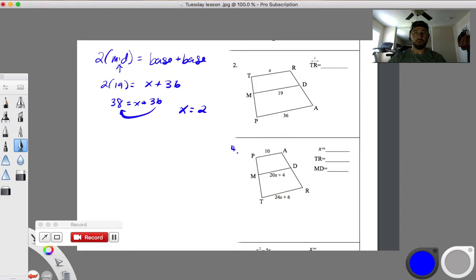Well, what are they asking for up here? TR. Well, TR, well, that's x. 2. It's a horrible 2, but forgive me. I think I have a button where I can actually go back. Yeah, undo. Man, I should have found that button long ago. Okay, yeah, that's it right there.